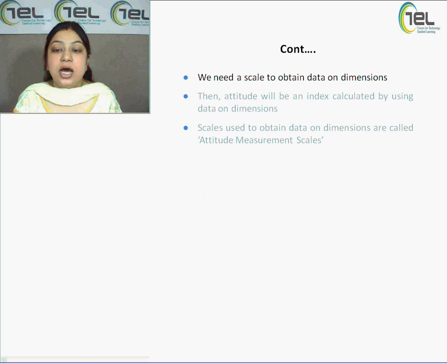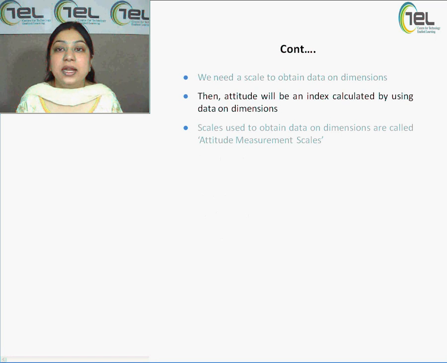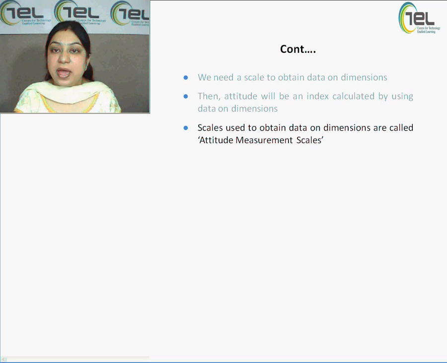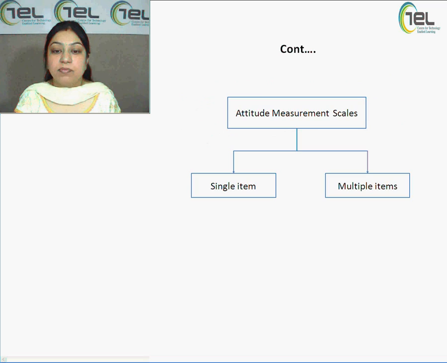Now, we need a scale to obtain data on these dimensions. Then, attitude will be an index calculated by using data on dimensions. Scales used to obtain data on dimensions are called attitude measurement scales. Now, attitude measurement scales can be categorized into two categories: they can be studied with the help of a single item, or with the help of multiple items.